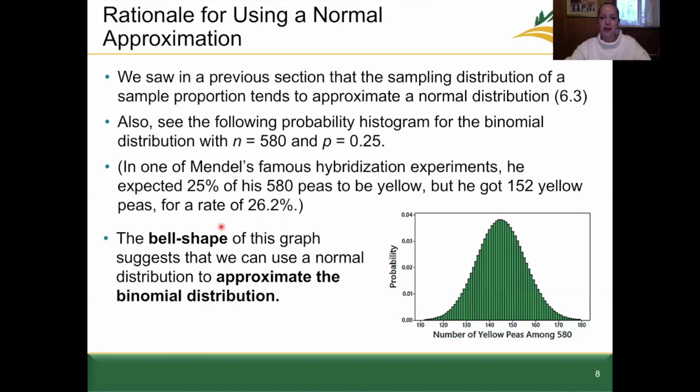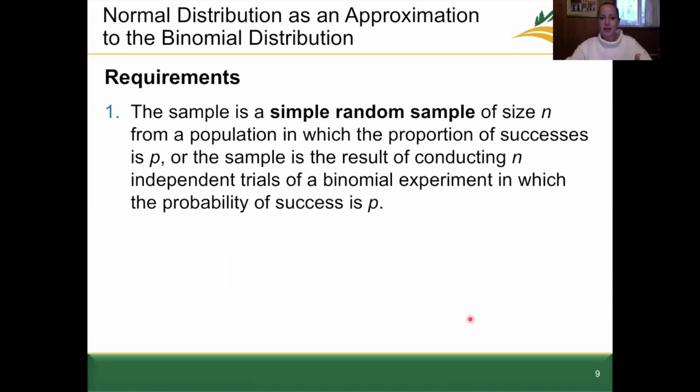So if you remember how we assess normality, one of the ways we can do so is just visual inspection. Does this appear to be a bell-shaped symmetric curve? That would imply to us that we can use a normal distribution to approximate this data. Other than just visual inspection, though, we need to go through these requirements to determine if we can use a normal distribution as an approximation to the binomial distribution. Let's talk through those requirements now.